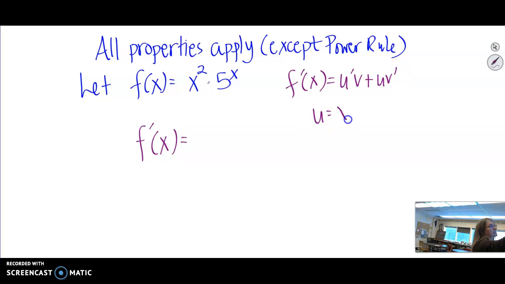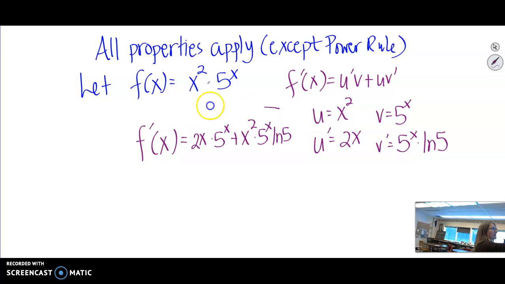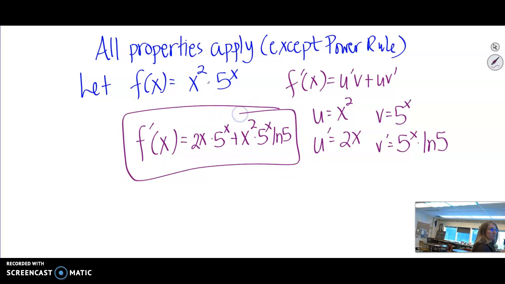U in this case is, we'll say, x squared. It doesn't matter which factor you pick. U prime is 2x. V will be 5 to the x. V prime is going to be 5 to the x times ln of 5. So plugging that in, I'm going to have u prime v plus u, which is x squared, times v prime, which is 5 to the x times ln of 5. And that would be your derivative.